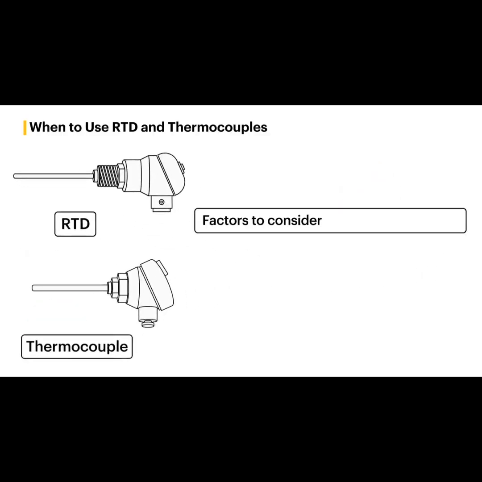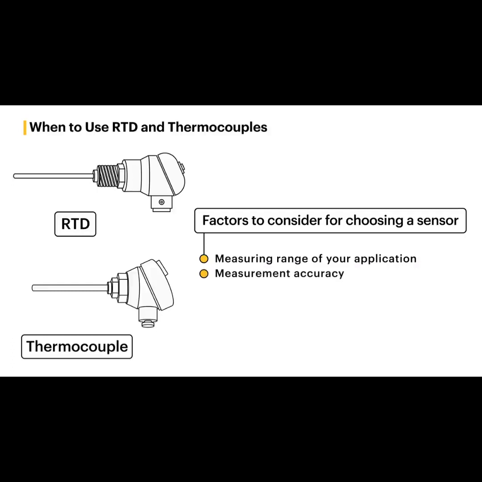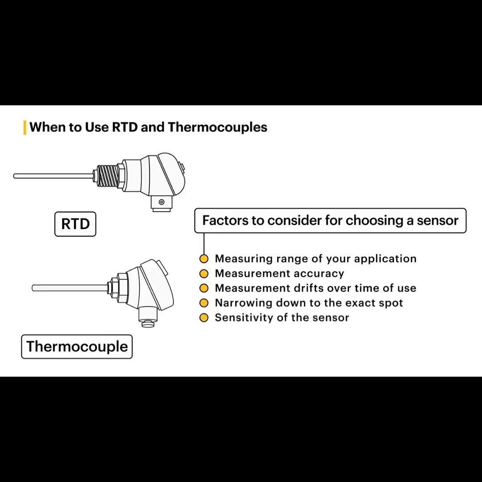Here are some factors to consider when choosing a sensor for your control application. The measuring range of your application. Measurement accuracy you will need from your application. The measurement drifts over time of use. Single-point measurement narrowed down to the exact spot. Sensitivity of the sensor. And cost of the sensor. These are just a few factors for consideration before making your decision.